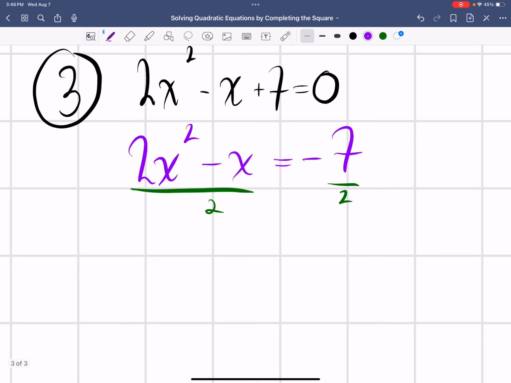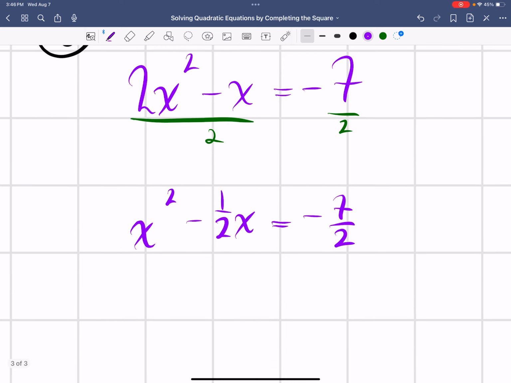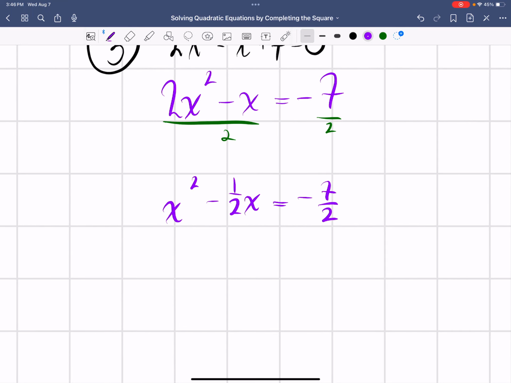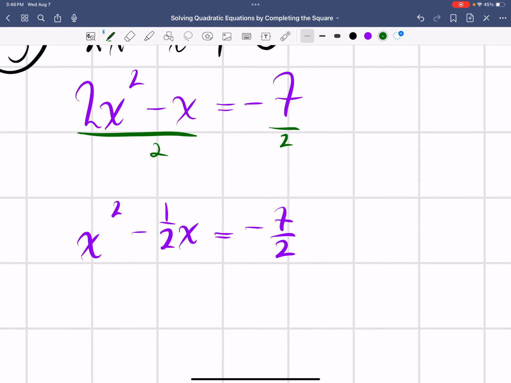So we get x squared minus, well, we can make that 1/2 x equals negative 7 halves. Okay, a little messy, but that's all right. We now need to add b over 2 squared to both sides, right? That's the key step for completing the square. We're adding b over 2 squared to both sides. Well, what's b? b is negative 1/2.